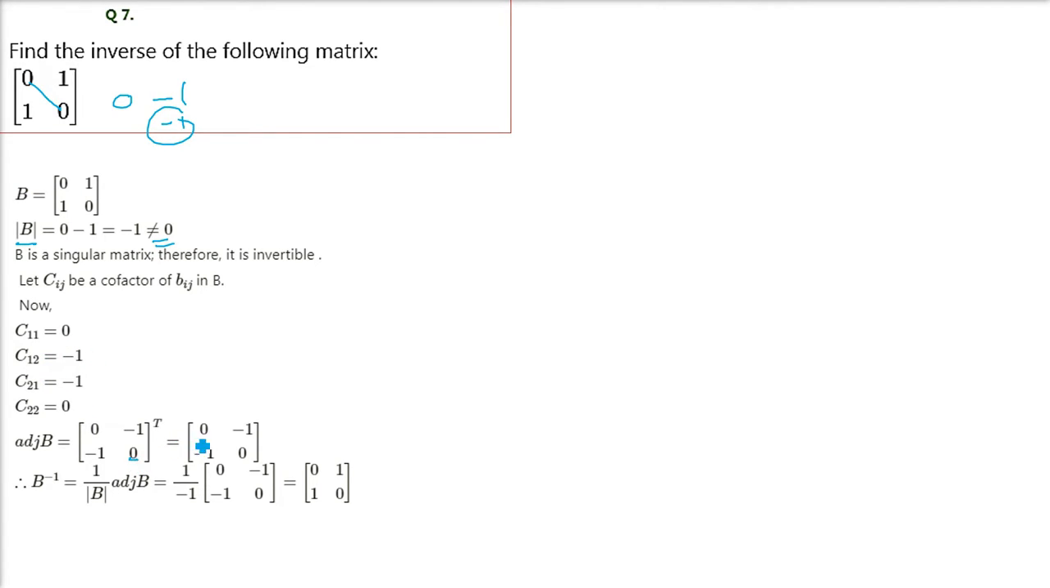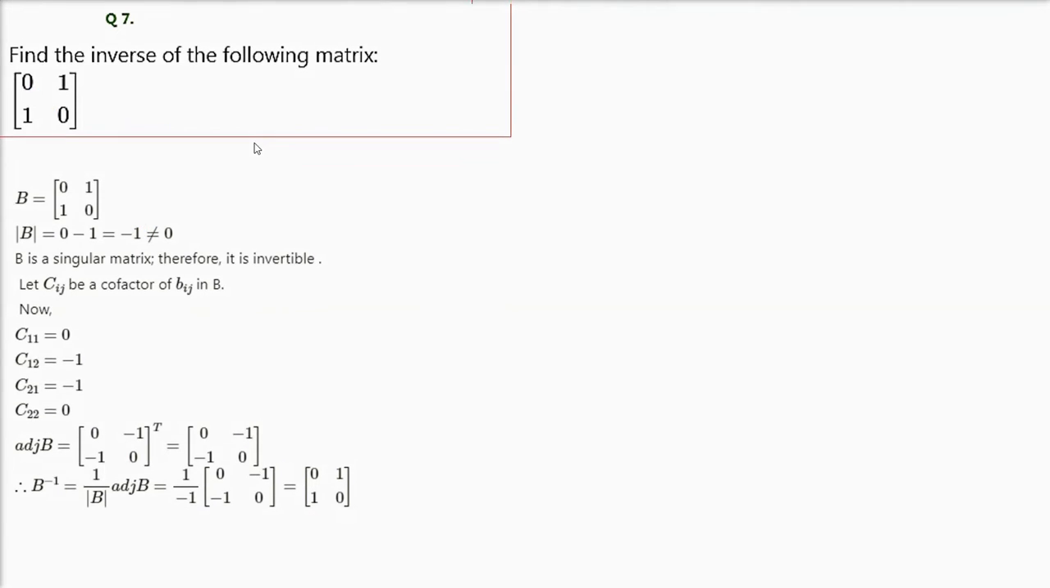So let us take the cofactors and then take the transpose and divide it by the determinant, that is going to be negative 1. So this is the answer.